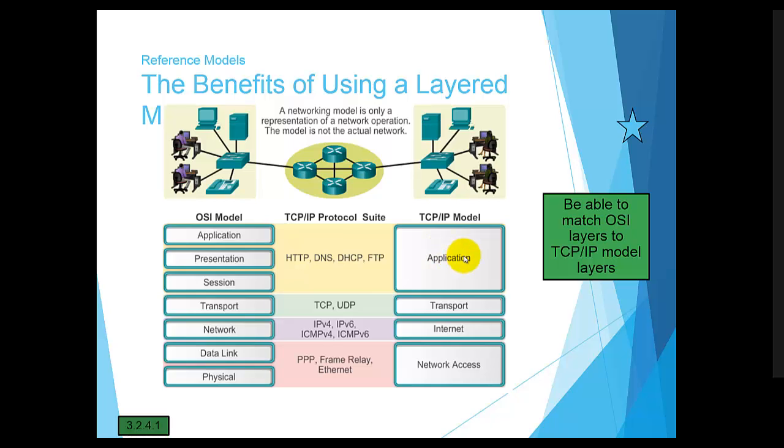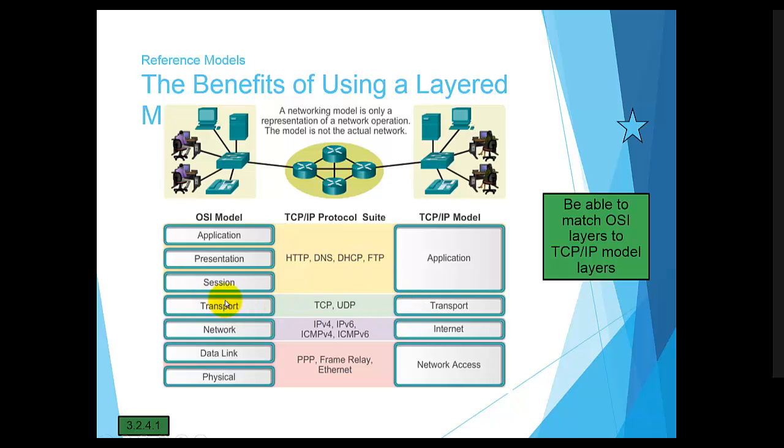Here's an example of the OSI and the TCP model side by side. These are two different models. They have some things in common and some things very different. The OSI model has 7 layers: 1, 2, 3, 4, 5, 6, 7. The TCP model has 4 layers: 1, 2, 3, 4. They combine these 3 layers from OSI, application, presentation, and session, into one on the TCP, and they call it application. It has to do with HTTP, which is the web browser, domain name services, DHCP, which hands out addresses automatically to equipment, and file transfer.